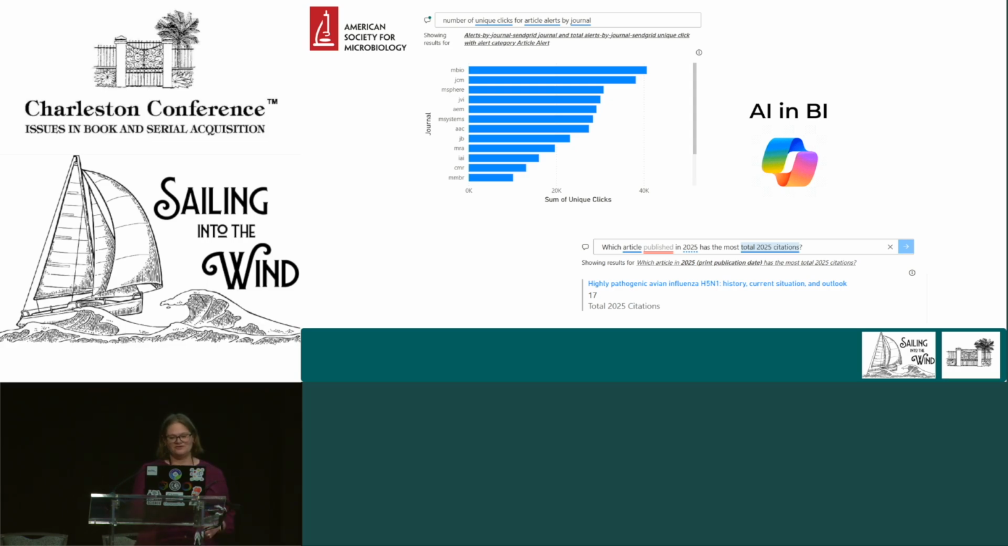And of course, this is the article. It's about avian flu, and it was our top cited this year. So that's really fun to play with. It's really fun to train. And that's another part of Power BI that's been really popular with staff, just playing around with it.